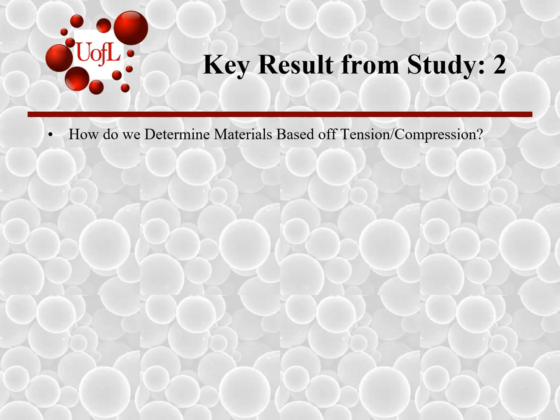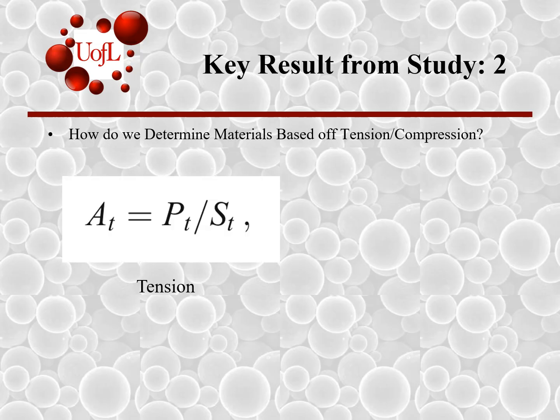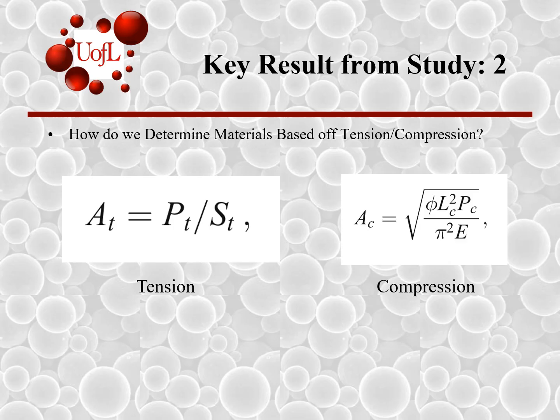The second key research question is how do we determine materials based off of tension and compression? First, the equation for tension to find the cross-sectional area is the applied tensile force over the tensile strength of the material. On the other side, for compression, the optimal cross-sectional area is found by the square root of the shape factor multiplied by the effective length of the member squared multiplied by the applied compression force, and that is over pi squared times Young's modulus.